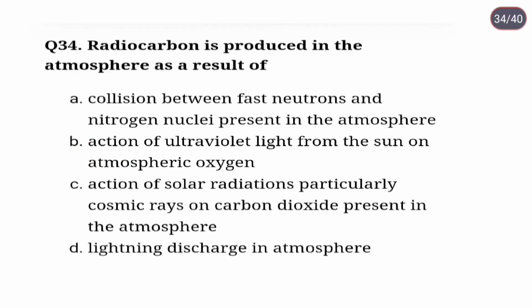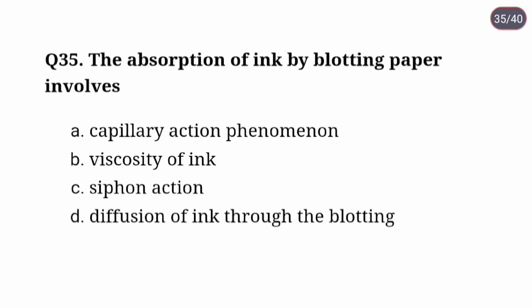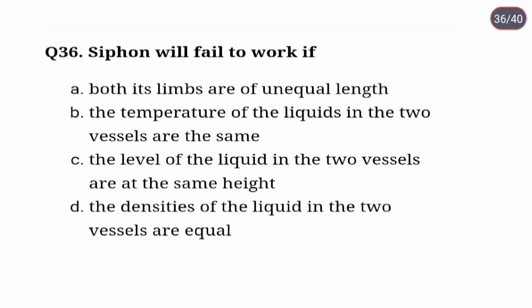Radiocarbon is produced in the atmosphere as a result of collision between fast neutrons and nitrogen nuclei present in the atmosphere. The absorption of ink by blotting paper involves capillary action phenomena. Siphon will fail to work with the level of the liquid in the two vessels are at the same height.